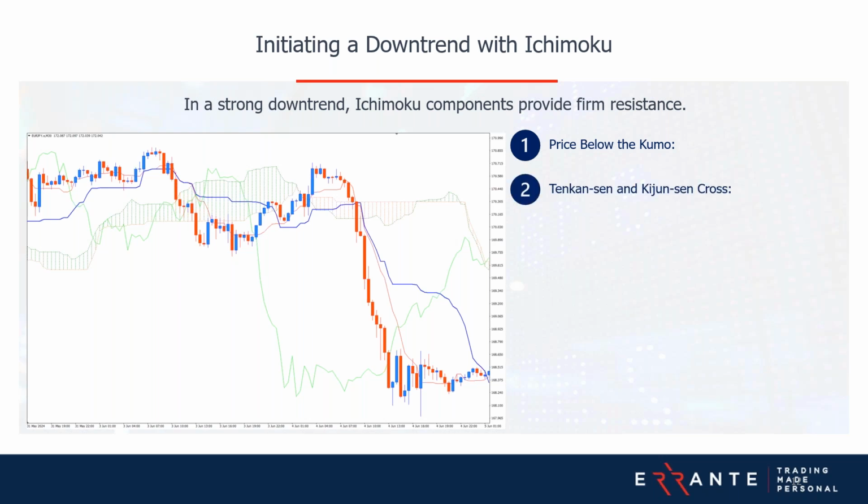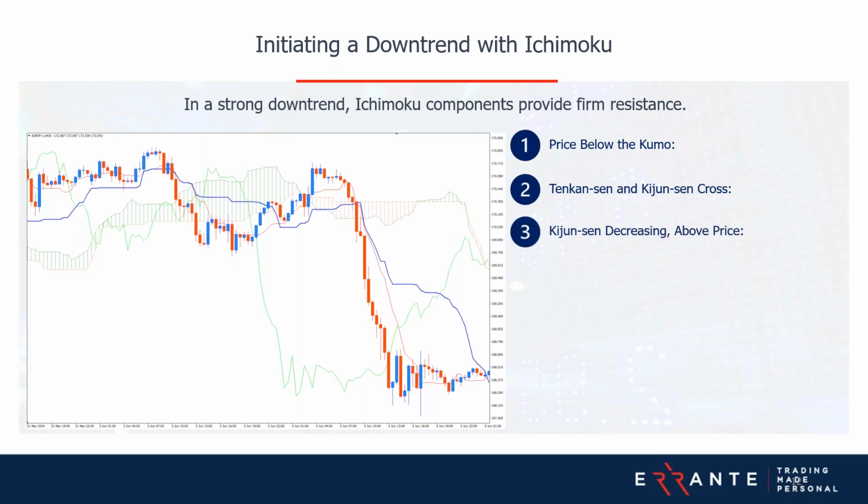And we have a crossover between Tenkan-sen and Kijun-sen. This crossover is a critical signal of a trend reversal. The Tenkan-sen reflects short-term price movements, and this crossover indicates we have accelerating bearish sentiment in the market, as you see at the beginning of a new downtrend.